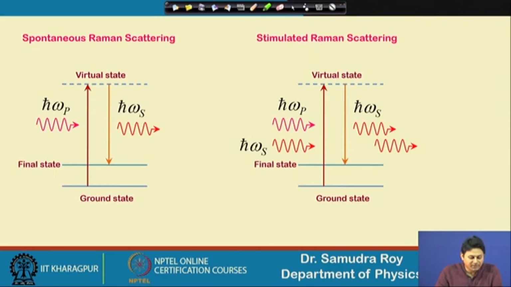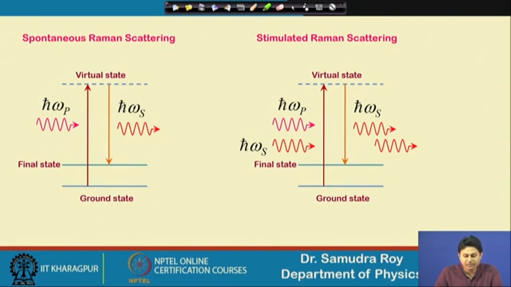In the spontaneous process, the molecule is excited by some external photon having energy ħω_p, and then goes to some final, higher energy vibrational state. As a result, we get a photon emitted from the medium having a frequency less than that of the launched frequency. So, this is the Stokes process.